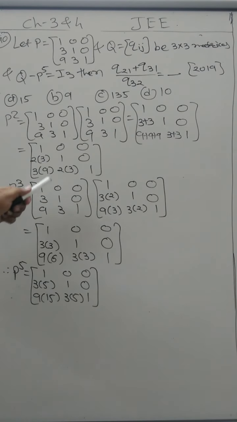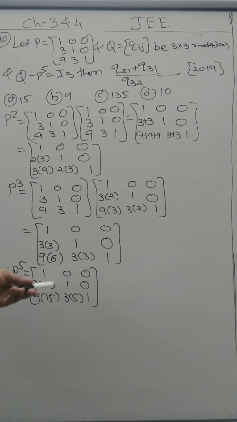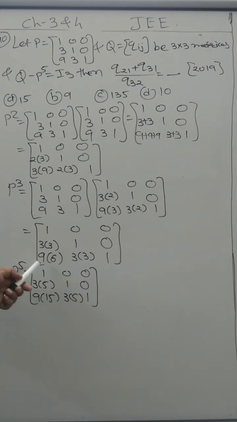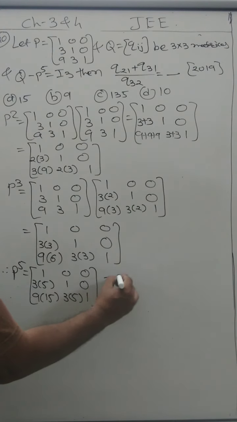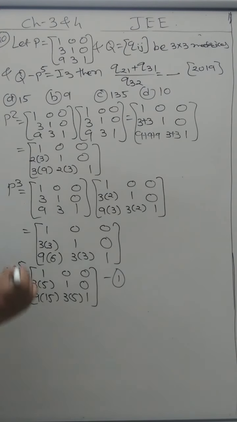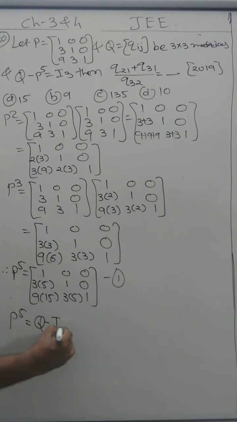So here we have 3, then here 6. Same way in P4 we carry forward, then we have somewhere 9 and here we have 9 into 15. P raised to 5 we have 9 into 15 and here all the terms are same, but here 3 into 5, 3 into 5 and here 9 into 15s are there. Now this is our first result. Now we have P raised to 5 is equal to Q minus I3.